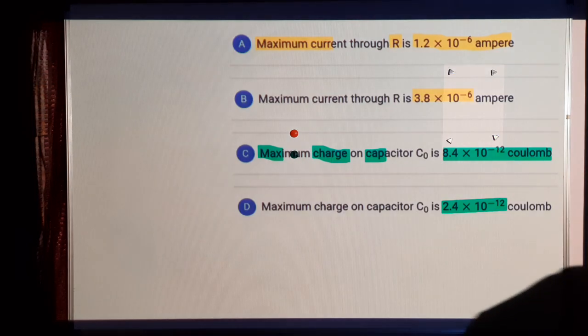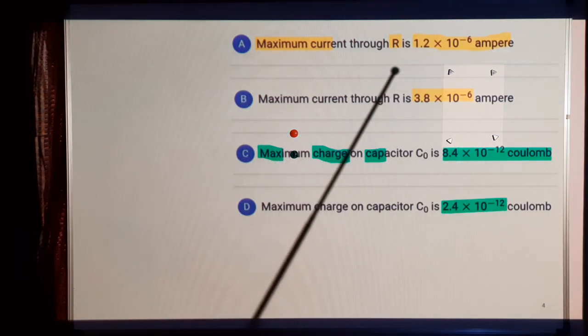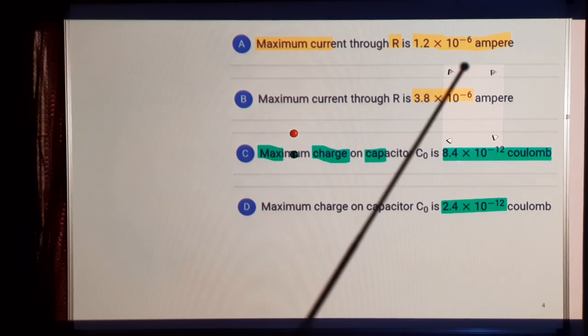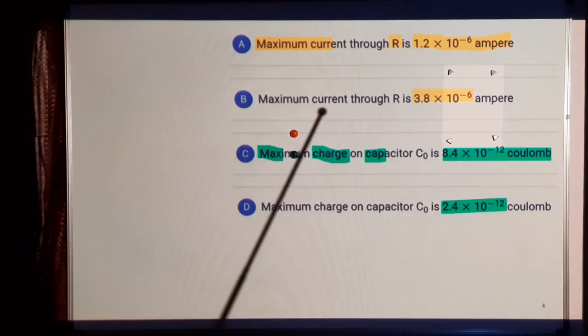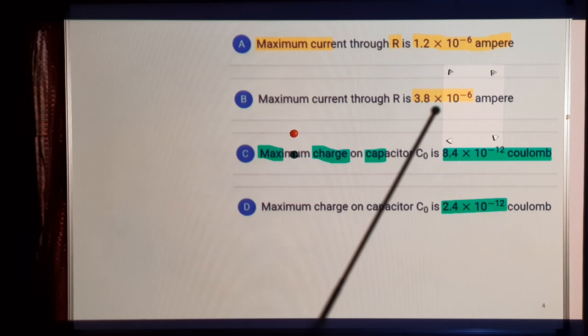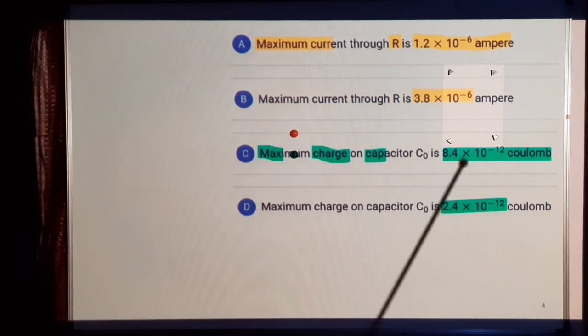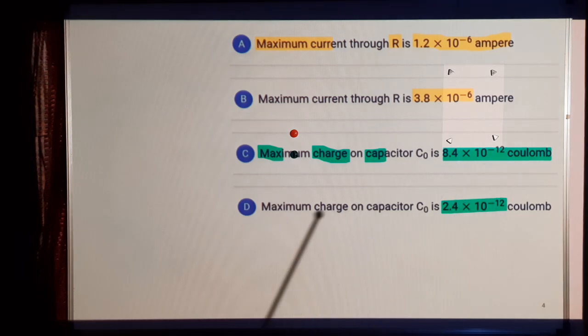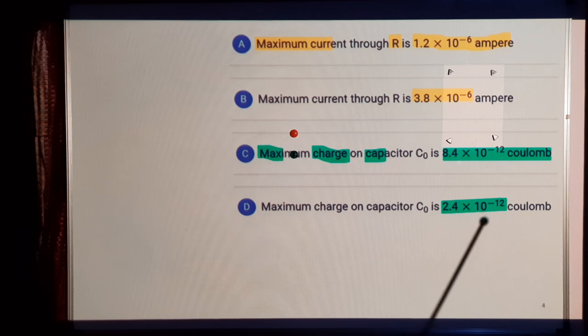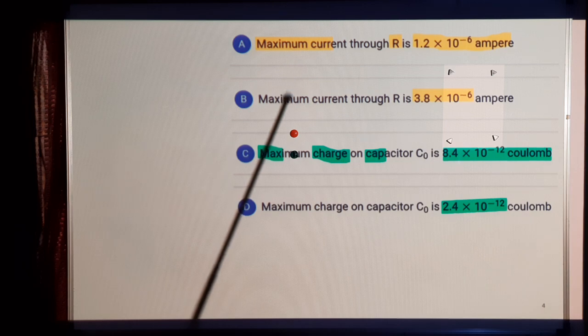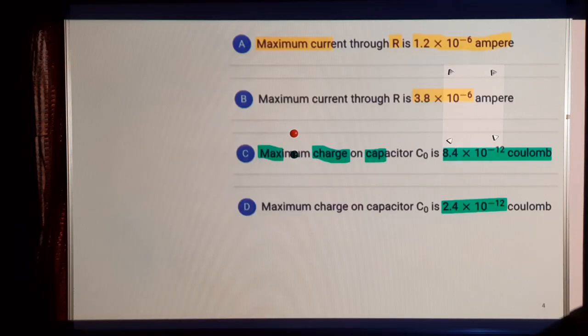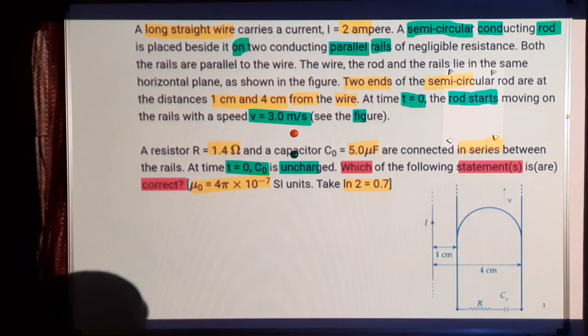Statement A: maximum current through R is 1.2 into 10 to the minus 6 ampere. Statement B: maximum current through R is 3.8 into 10 to the minus 6 ampere. Statement C: maximum charge on capacitor C0 is 8.4 into 10 to the minus 12 coulomb. Statement D: maximum charge on capacitor C0 is 2.4 into 10 to the minus 12 coulomb. So you have to check which of the statements are true. Basically, find the maximum current and the maximum charge on the RC circuit. You can pause and try this question.